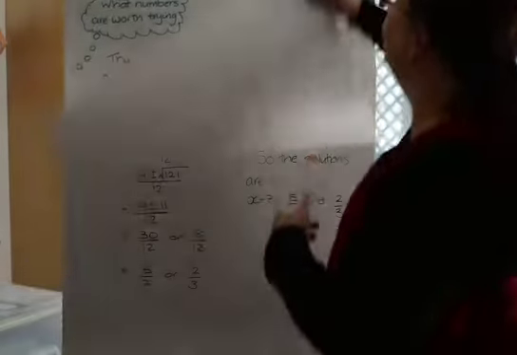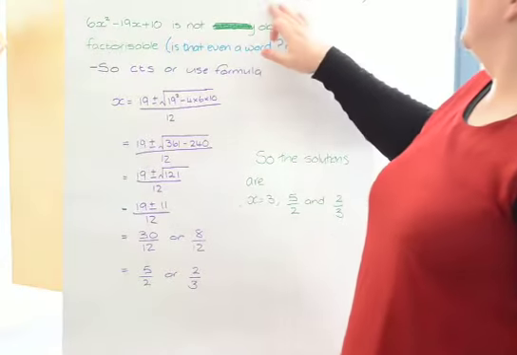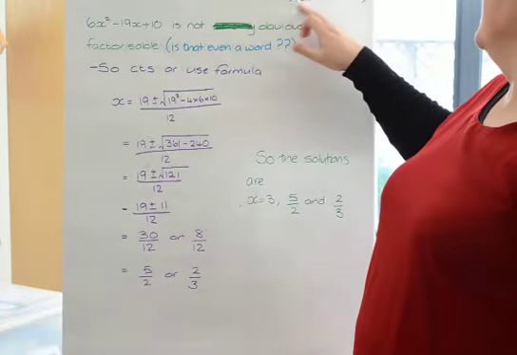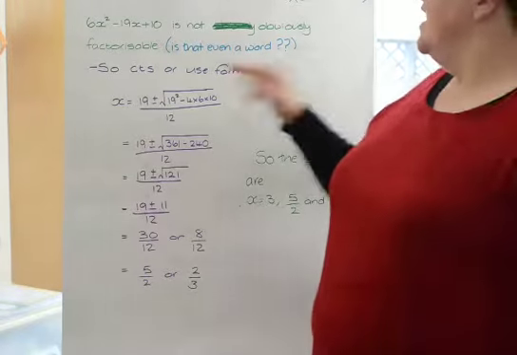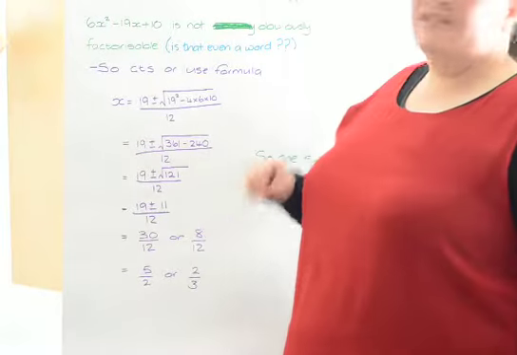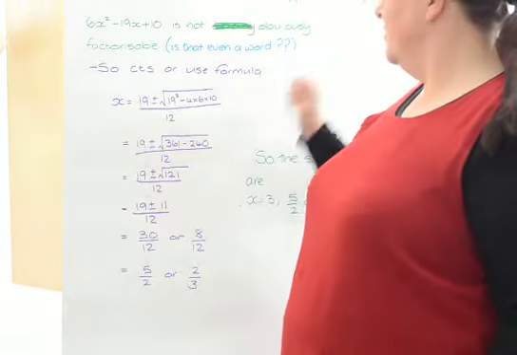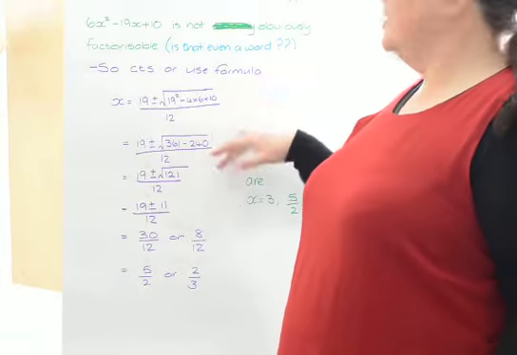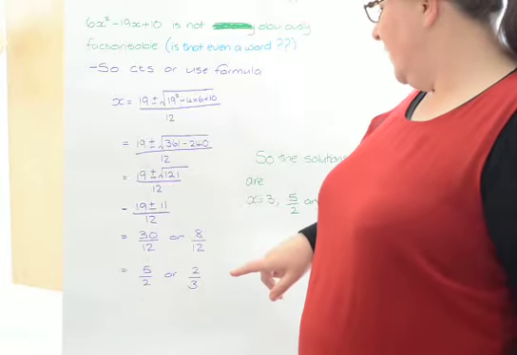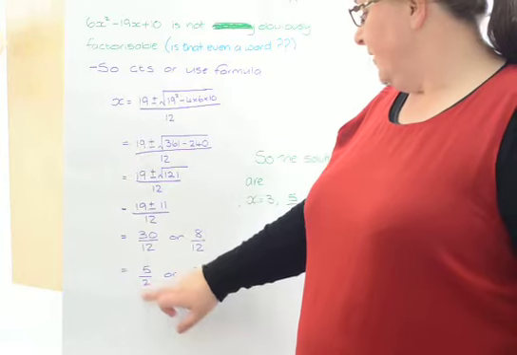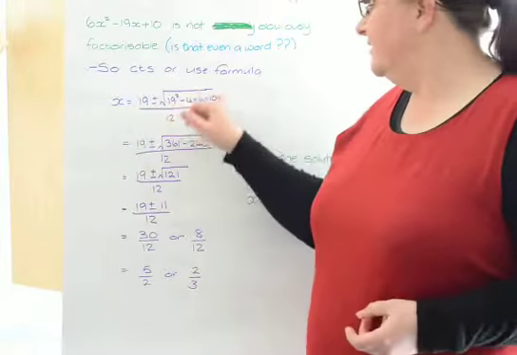Just turning over the page, hopefully. There we go. We now have our cubic as x minus 3 times 6x squared minus 19x plus 10. Now 6x squared minus 19x plus 10 is not obviously factorisable. I'm not sure if that's a word or not. So you have a choice. You can either complete the square or use the formula. I chose to use the formula and I end up with 5 over 2 or 2/3. Remember, you will get two answers unless this term is 0.